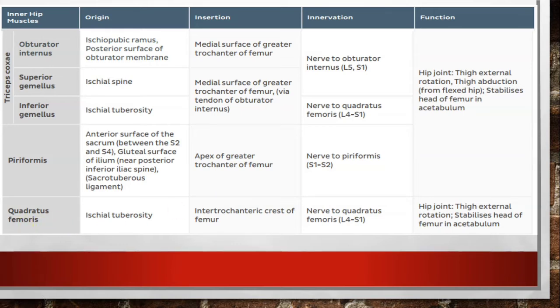Now the last muscle is quadratus femoris. It has a quadrangular shape, that's why it is called quadratus femoris. It arises from the ischial tuberosity of the ischial bone and attaches to the intertrochanteric crest of the femur, between the greater trochanter and lesser trochanter. There is a separate nerve for this also, arising from L4 and S1, that is the nerve to quadratus femoris. The function of this muscle at the hip joint is to stabilize the head in the acetabulum and also thigh external rotation.